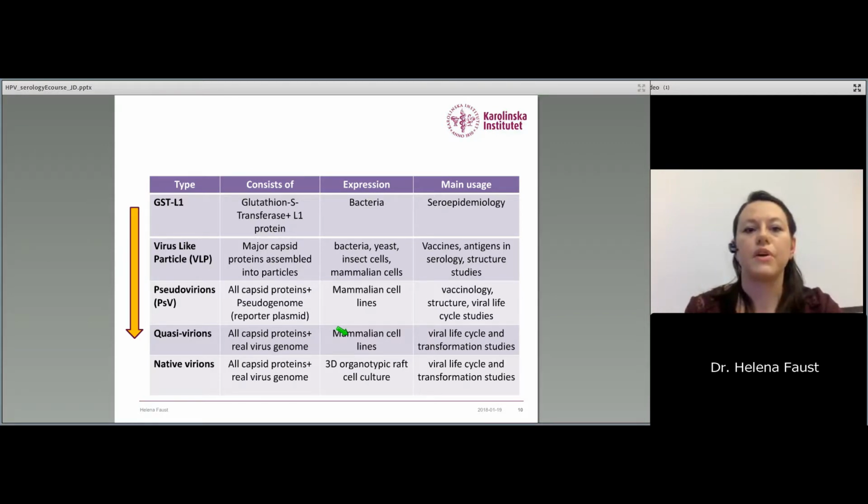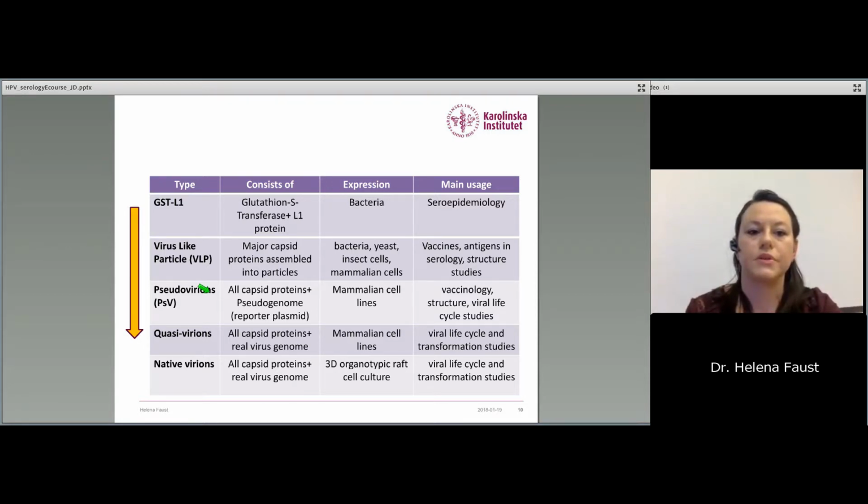So here are the antigens used so far in studying HPV antibodies. The most simple is GST-L1, which is expressed in bacteria and used in seroepidemiology. It's easy to purify and produce such an antigen. A level further is the virus-like particle, made of L1 capsomeres assembled into particles. These virus-like particles are produced so far in almost all organisms like bacteria, yeast, insect cells, mammalian cells, and lately I have heard even in plant cells. These are used in HPV vaccines, and also as antigens in serology and structural studies.